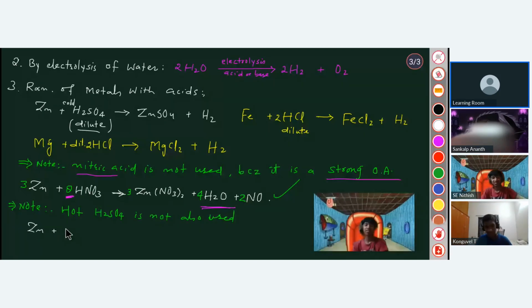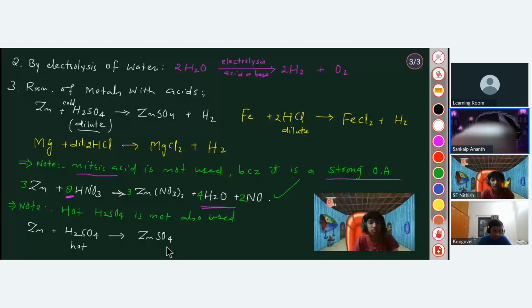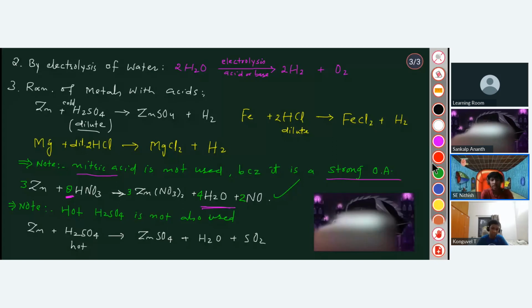Now tell me what will be the product here. If I'm using hot H2SO4 and treating it with zinc, it will become zinc sulfate, sulfur dioxide and water. That means here also we are not getting hydrogen gas when it's hot.